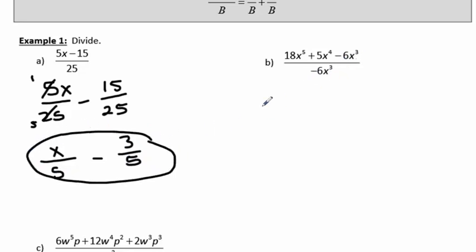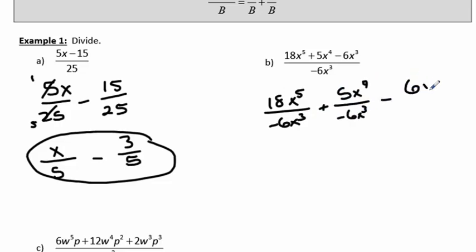Let's look at part B. We're going to do something similar here. So we're going to separate the top, the 18x to the 5th, over negative 6x to the 3rd, then plus 5x to the 4th over negative 6x to the 3rd, minus 6x to the 3rd over negative 6x to the 3rd. Now reduce each of these fractions.